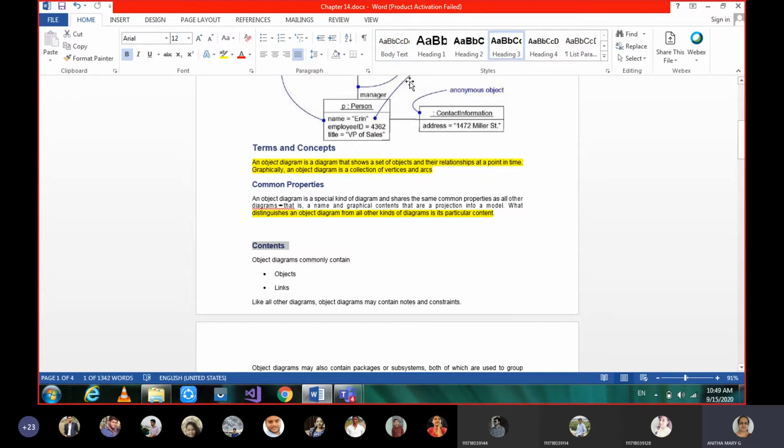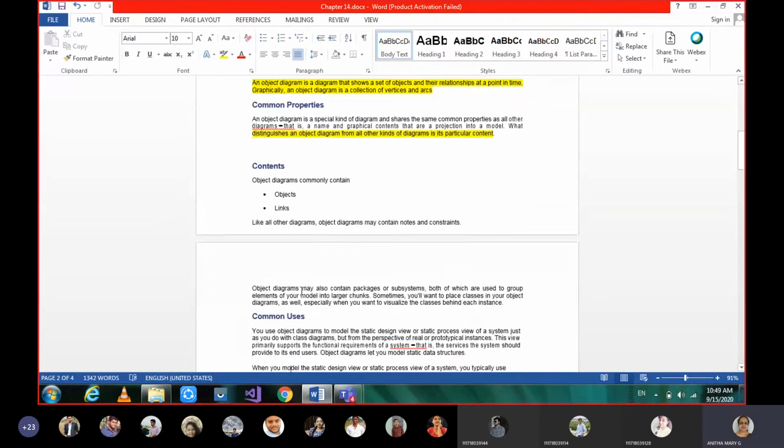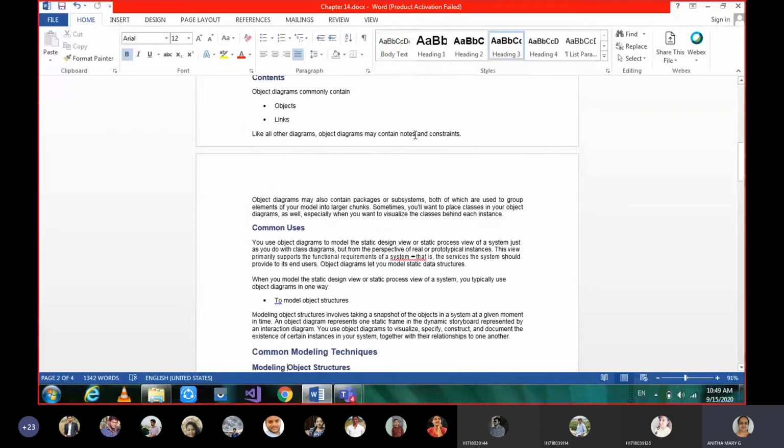Just now we have seen what the different parts or contents are. What exactly these object diagrams are having is nothing but objects and their links. And if we need, we can also give notes and constraints. Notes means some comment about some object, if you want to give one. And a constraint is some condition by giving some state, that is, in which state one object is at that particular point of time. Okay, so that is about the contents.